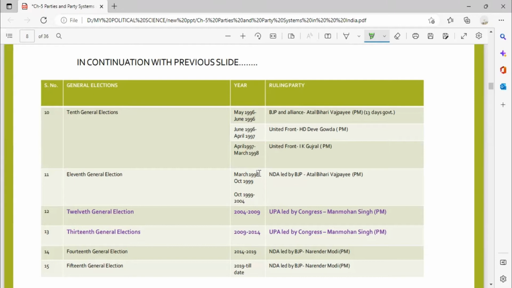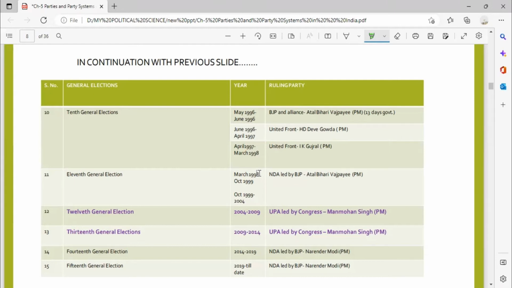But after that, once again in 1999, elections were held, and the second NDA government was formed. But in 2004, the UPA, United Progressive Alliance, came. Though it was led by the Congress, it was an alliance system. Manmohan Singh became the prime minister from 2004 to 2009. Again in 2009, it was elected once more, and from 2009 to 2014, again Prime Minister Manmohan Singh.